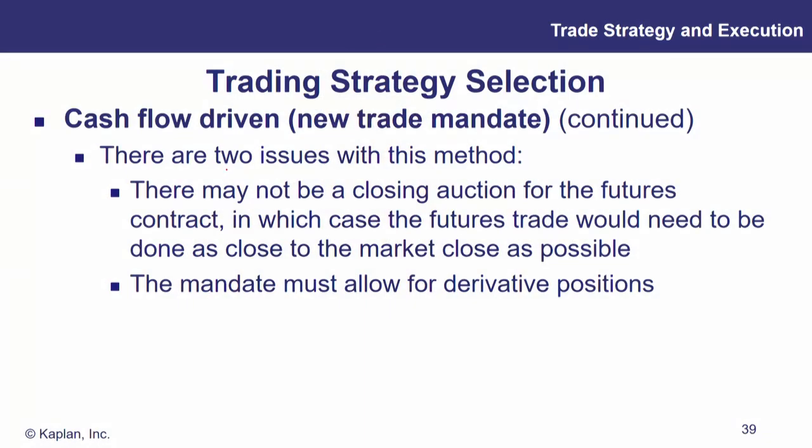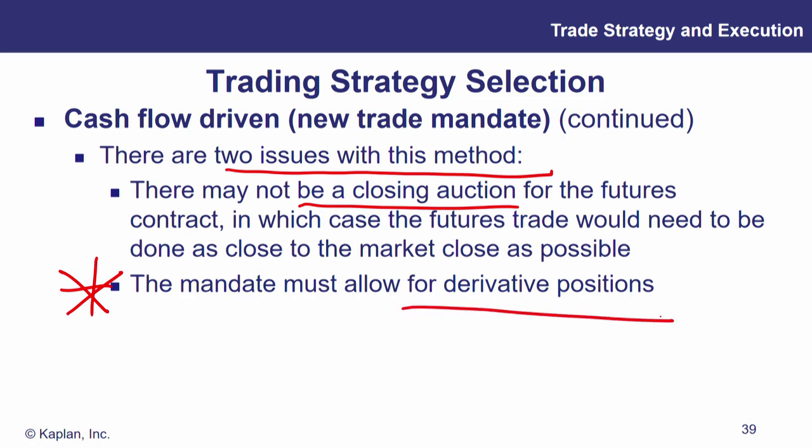Okay, continuing on to the new trade mandate. There are actually two issues with this method. So the first one, there may not be a closing auction for the futures contract. If that's the case, well, then try to trade as close to the market close as possible. The second issue, this is the most important. The client's IPS has to allow for derivatives positions. You have a major problem with suitability if this isn't the case.